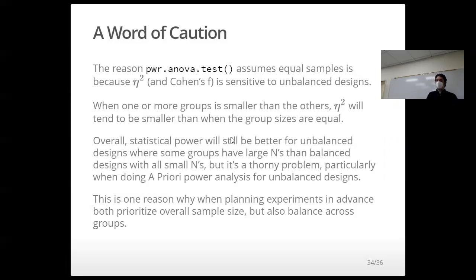But this might underestimate eta squared if you do it this way. So there's a trade-off where your effect size might be a little more difficult to interpret, but you're more likely to reject the null hypothesis even in the unbalanced case. So again, power gets a little weird in unbalanced designs. That's why it's always better to plan your experiments with balanced groups.